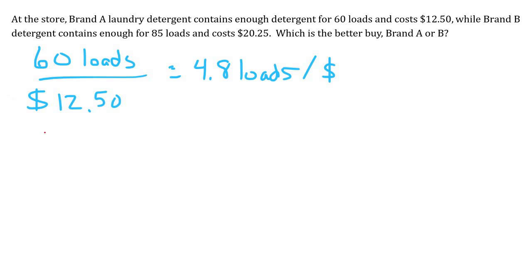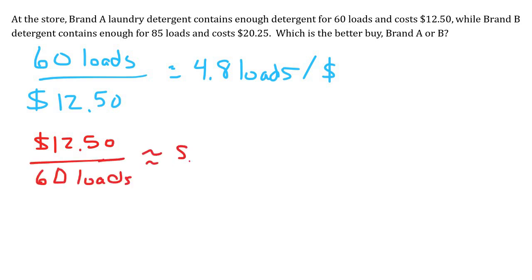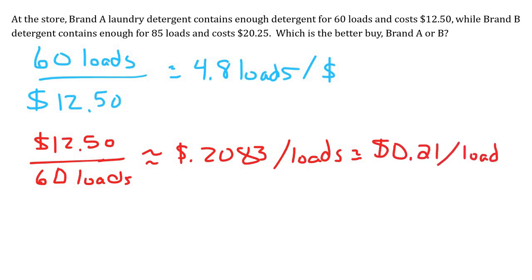We typically don't think of it like this. We usually will put our money on top. So we would do 12.50 divided by 60 loads. And this gives us about 0.2083333 per load. So it costs just under 21 cents, but it makes more sense just to say 21 cents per load. Both are completely valid ways to find a unit rate.